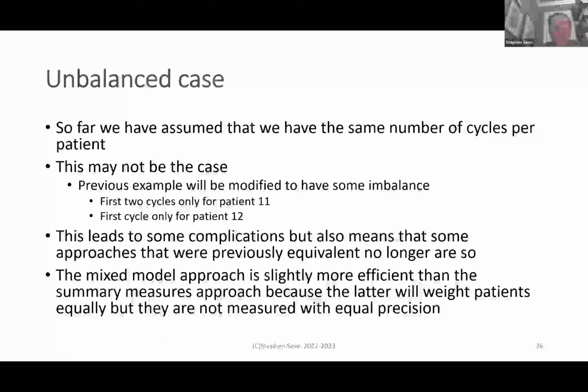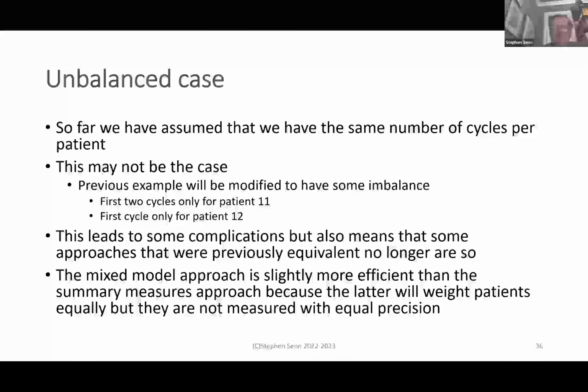Okay, so far we were considering the balanced case, and that's interesting to get our ideas fixed, to illustrate that from one point of view, these methods are very similar. But now I'm going to consider an unbalanced case, and the previous example is going to be modified to have some imbalance. I'm going to assume that patient number 11 dropped out after having been treated in 2 cycles, and patient number 12 dropped out having been treated in 1 cycle only.